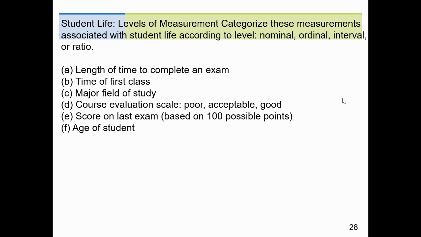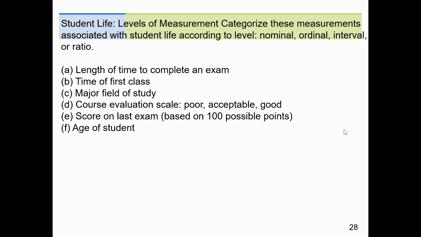All right, here are 5 different examples. If I was doing this in class, I would have this slide up and I would ask you, the class, for a response. So, length of time to complete an exam. Well, it meets the nominal. It can be a label. I can put it in order. One person took 20 minutes, another person took an hour.